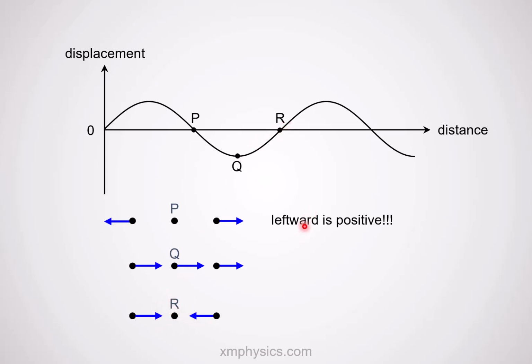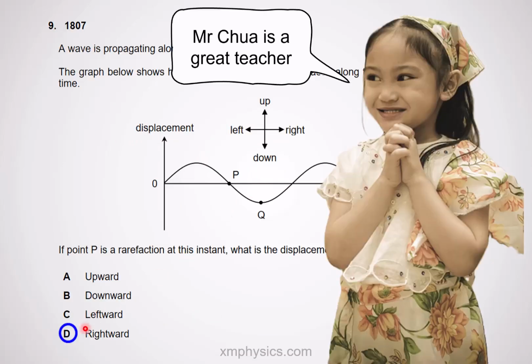But anyway, I've digressed. To solve this question, all you have to figure out is that the sign convention used is leftward is positive. So all these regions here have a positive displacement, which means all these particles here are displaced to their left and all these particles are displaced to their right. That's why the answer is D.